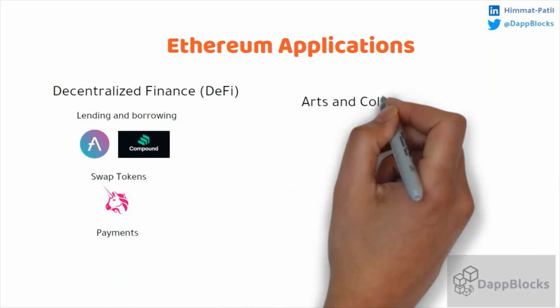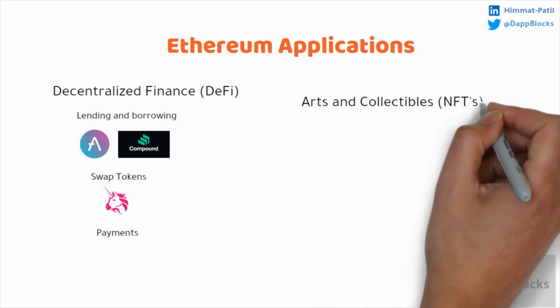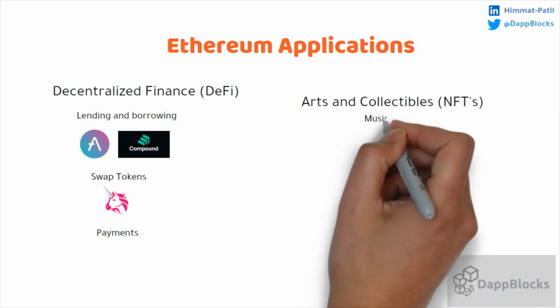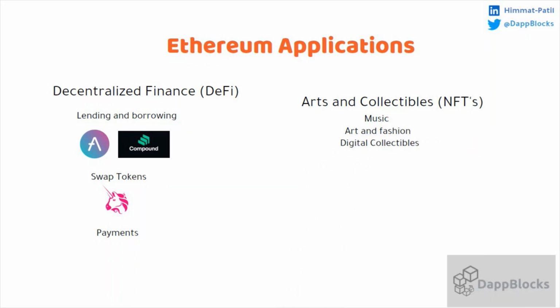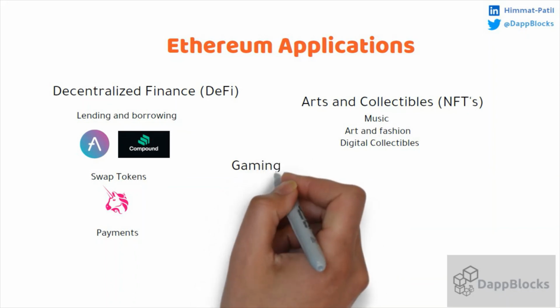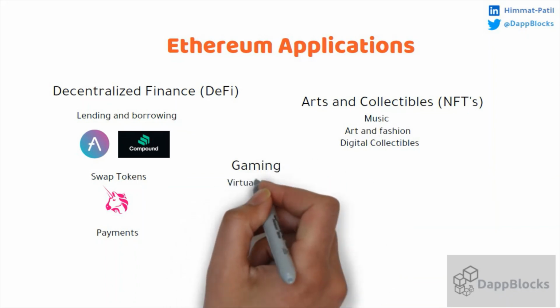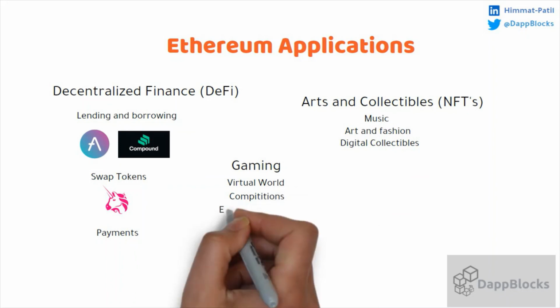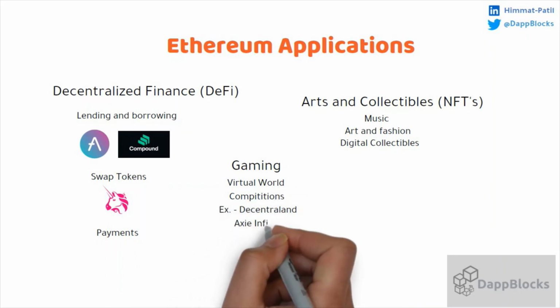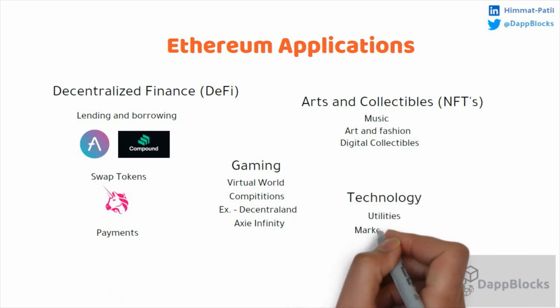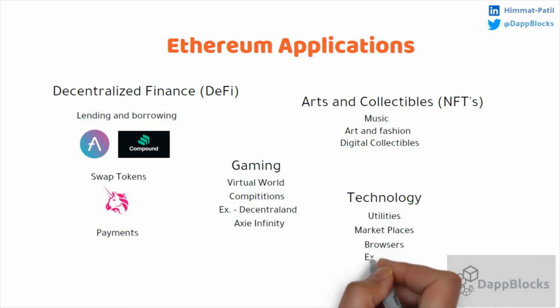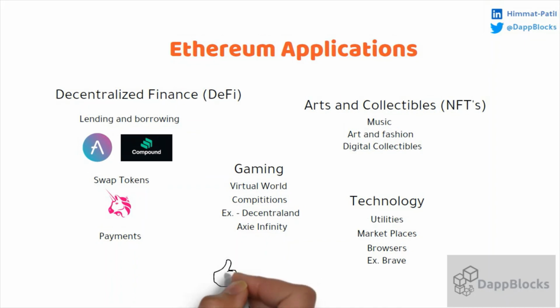Second is art and collectibles, that is NFTs. In NFTs, we have music NFTs, we have art and fashion, and we have digital collectibles. Third one is gaming. In gaming, we have virtual world gaming and competition. These are a few examples: Decentraland, Axie Infinity. Then we have technology, utilities, marketplaces, browsers, for example, Brave browser. So these are some applications available on the Ethereum blockchain.